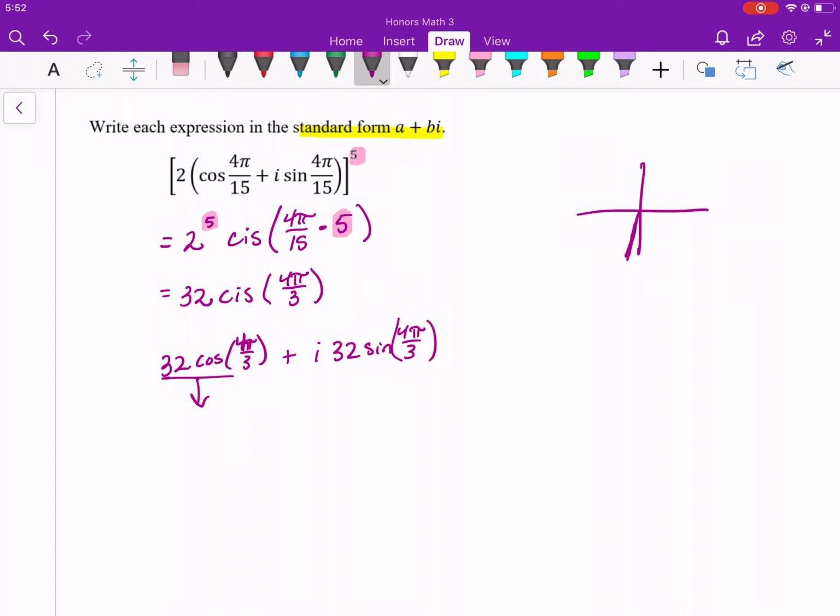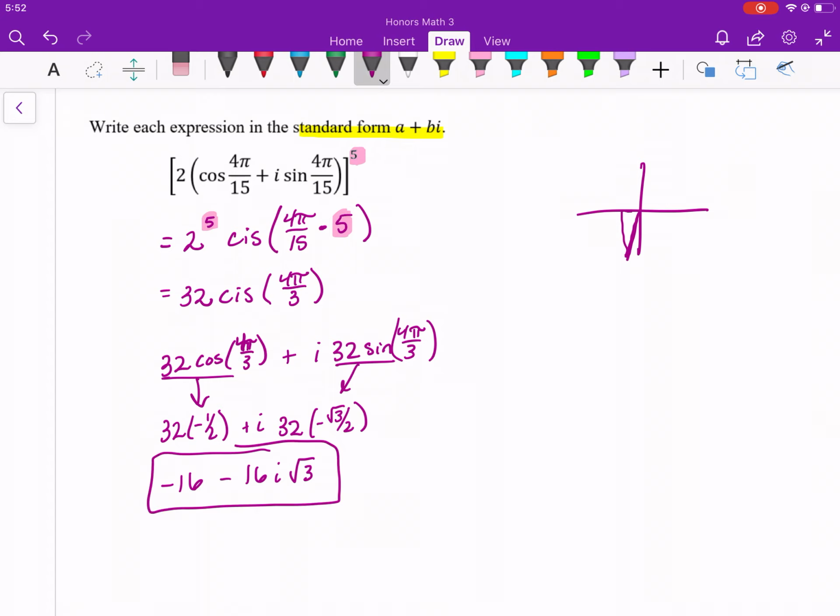4 pi thirds is right here, which tells us our x value should be the short side, and so it's going to be negative 1/2. And then our y value will be the long side, so once again it's the negative square root of 3 over 2. And then you simplify that, so we get negative 16 minus, since it'll end up being negative, minus 16i square root of 3. And there is our final solution.